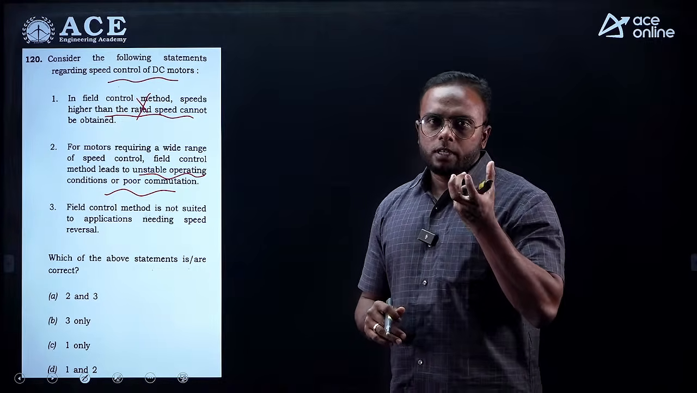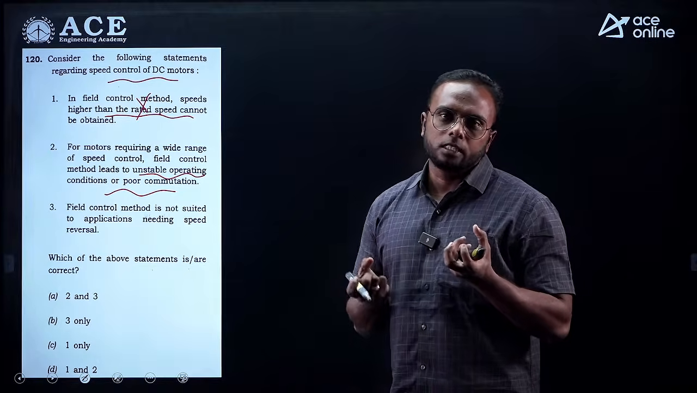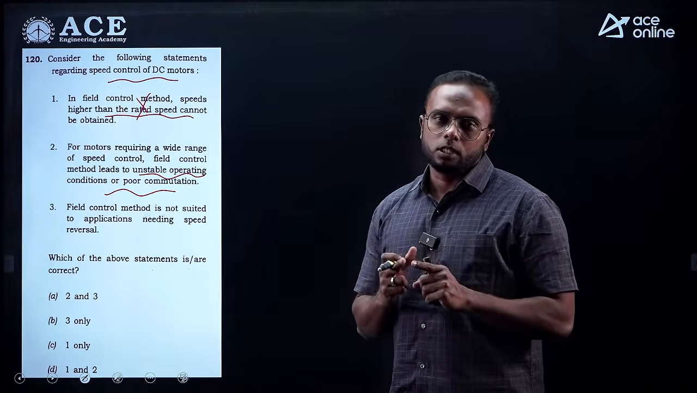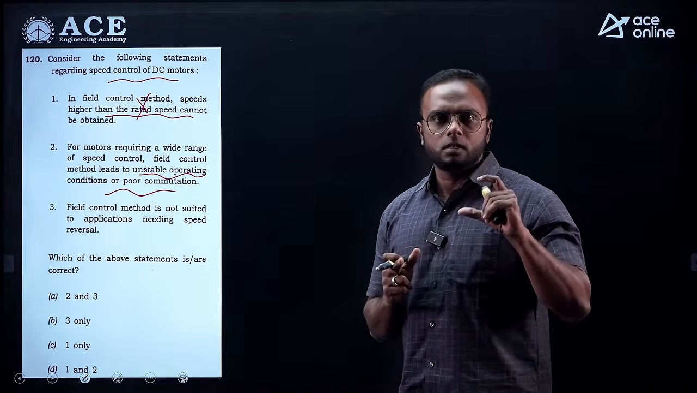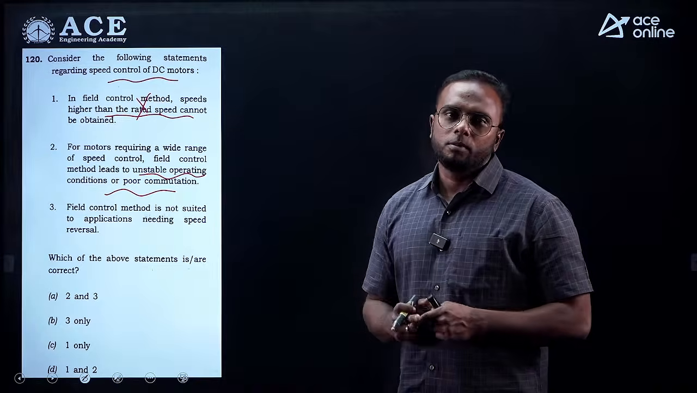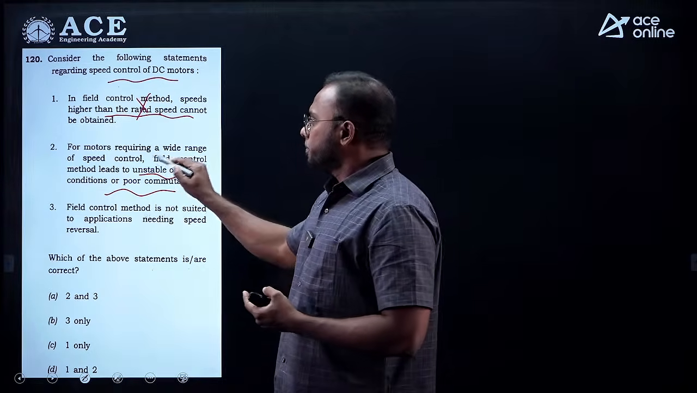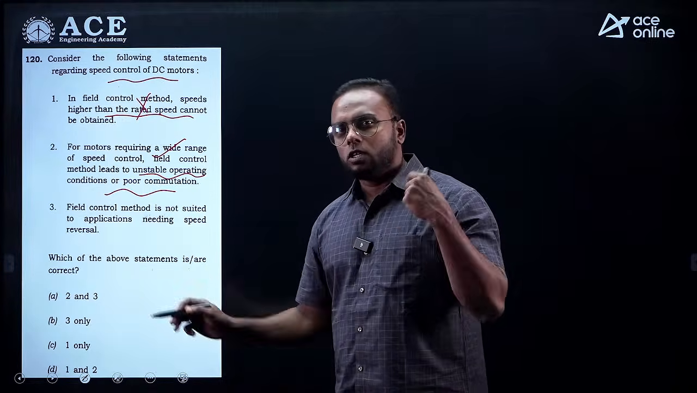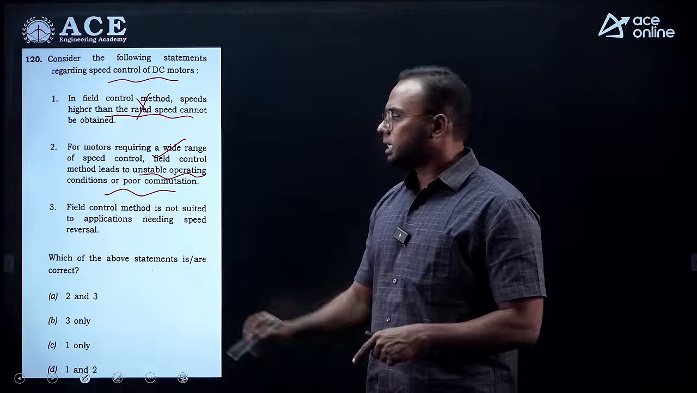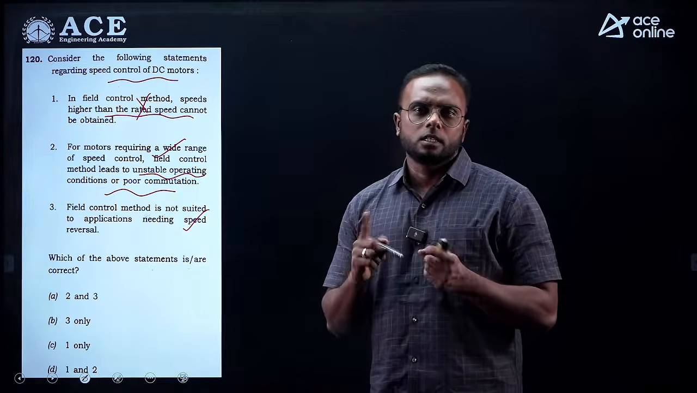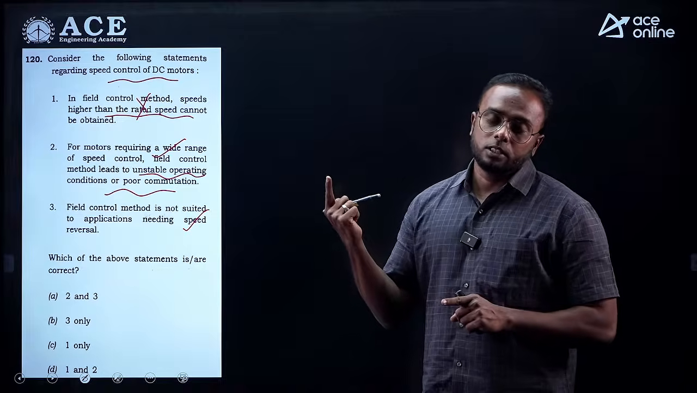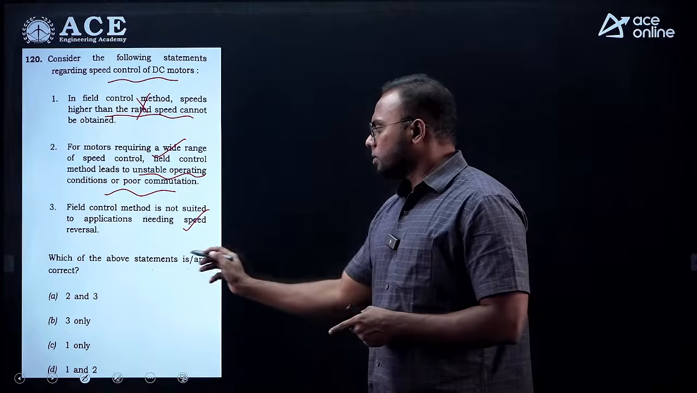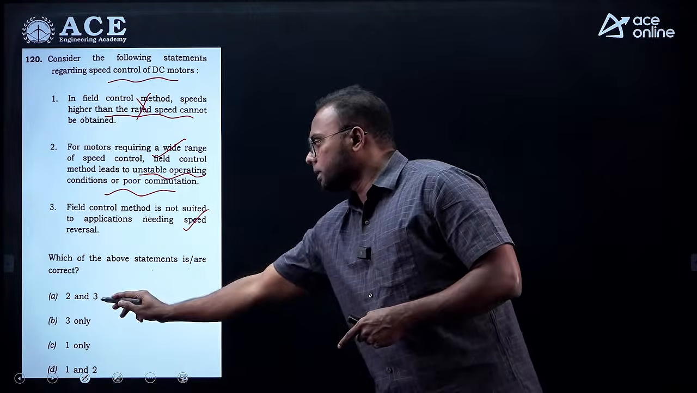In the field control, when we reduce the field current, flux reduces, speed increases. But during that, as the flux is weakening, spark will increase, means commutation will be very poor. So this is correct only. The field control method is not suited to applications needing speed reversal. If you want to reverse the speed, the flux should be reversed. So it is not suitable. Both direction control is possible in armature voltage control method, but not here. So which of the above are correct? So 2, 3 are correct, means option A.